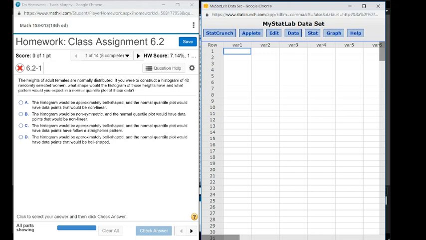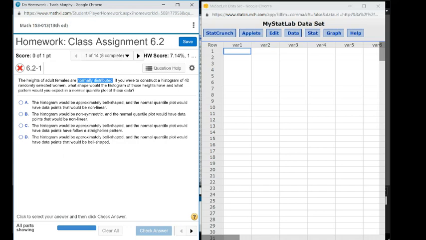Well, if they're normally distributed, then we expect a bell-shaped curve. So the histogram would be approximately bell-shaped. And the normal quantile plot would have data points that would be nonlinear. Actually, the normal quantile plot is very close to a straight line when the data is normally distributed. So we need something that is approximately bell-shaped.